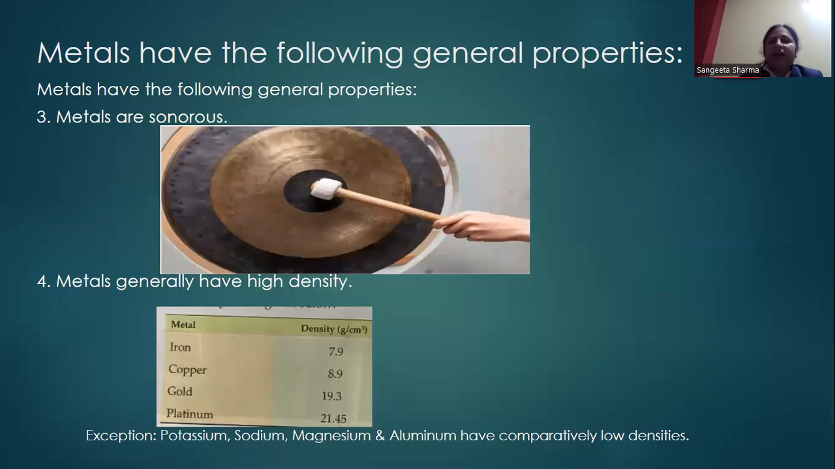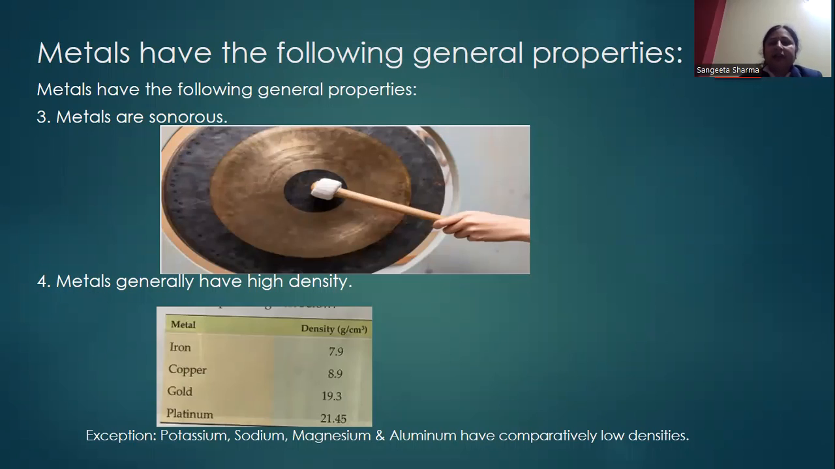Metals generally have high density. In comparison, non-metals are generally non-sonorous. Non-metals are non-ductile. Non-metals are not strong solids. Metals generally have high density, and non-metals generally do not have high density; they have low density.